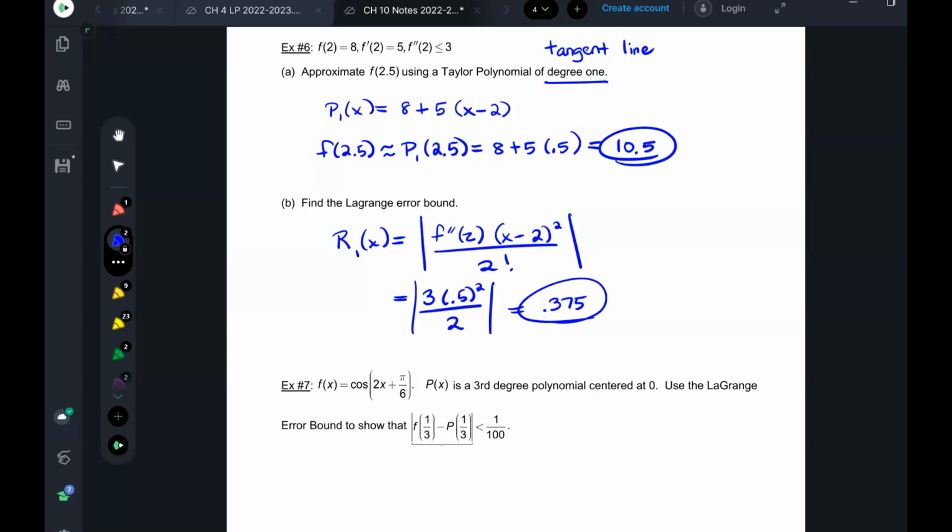Oh, no. That's a huge error. Well, yeah, think about it. This was just a tangent line. If that was a bridge, people would die. People would die, but that's why they don't just do tangent line approximation.